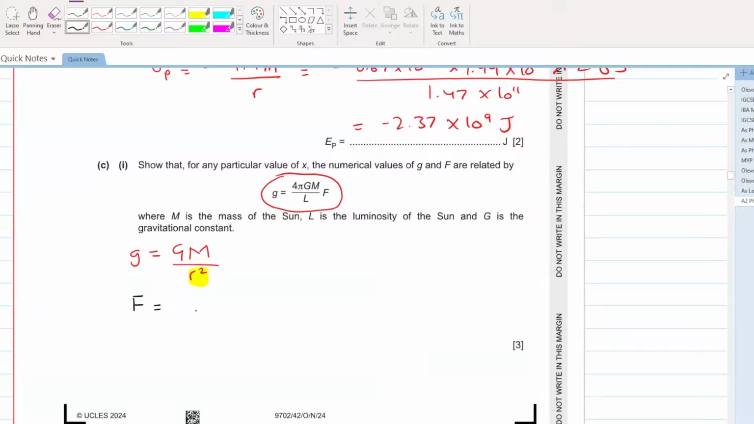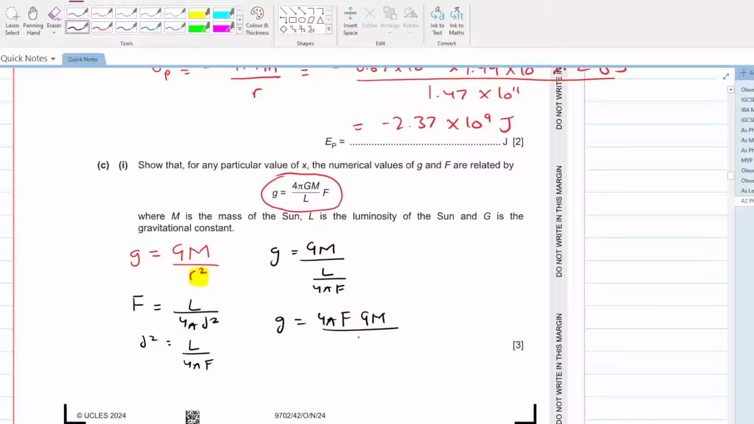You know radiant flux intensity is equal to L over 4 pi d square. Perfect. Can I make d square the subject? Yes. D square is equal to L over 4 pi f. Substitute this here. G is equal to capital G capital M divided by L over 4 pi f. Take 4 pi f to the top side. G is equal to 4 pi f capital G capital M divided by L is your answer. This is what you had to prove.